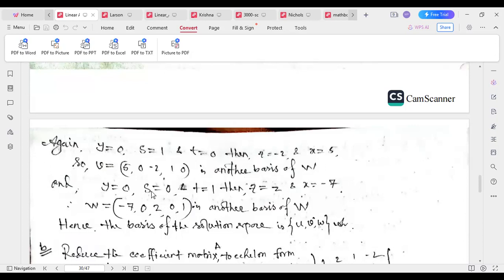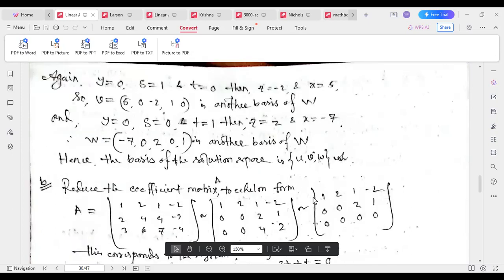Again, if y equals 0, s equals 0 and t equals 1, then z equals 2 and x equals -7. So this is another basis vector of W. So the basis of the solution space is u, v, w. So the dimension will be 3.